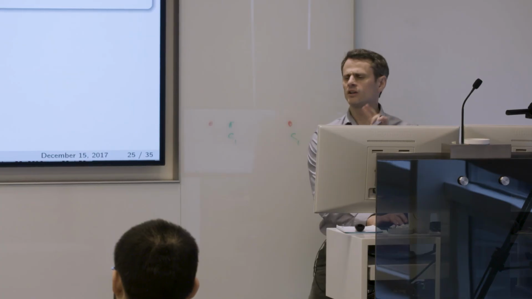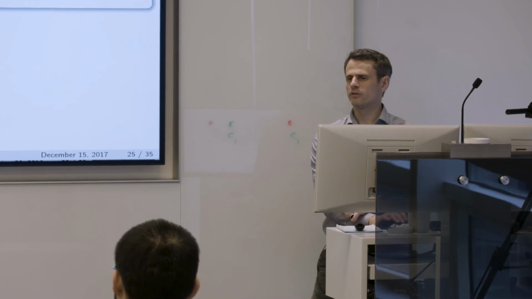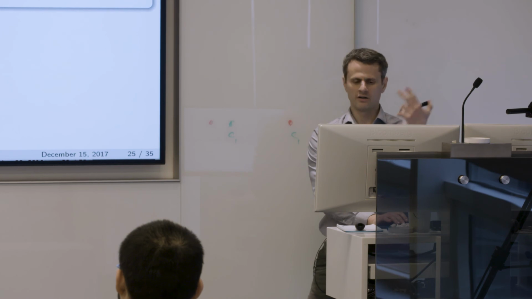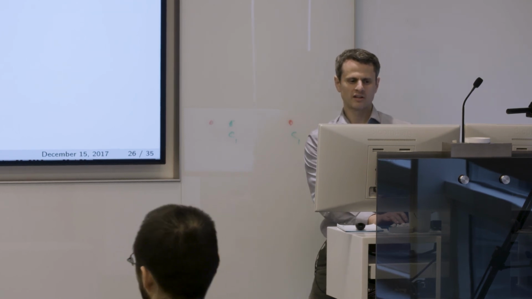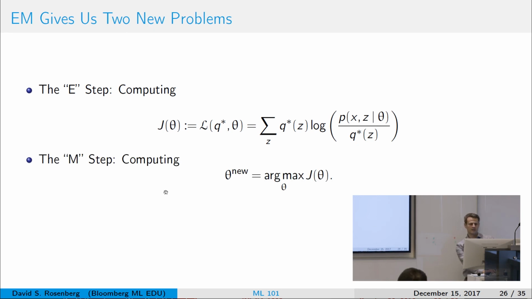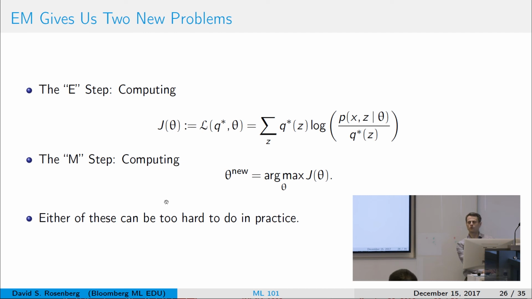Or I'll just say, any more questions? I'll just say 3 more things, because this might help flesh out our understanding a little bit more. So, variations on EM. EM basically had 2 problems: the E step and the M step. Either one of these can be too hard to do in practice. In the Gaussian mixture model, they're both easy. They're both trivial. They're both closed form.